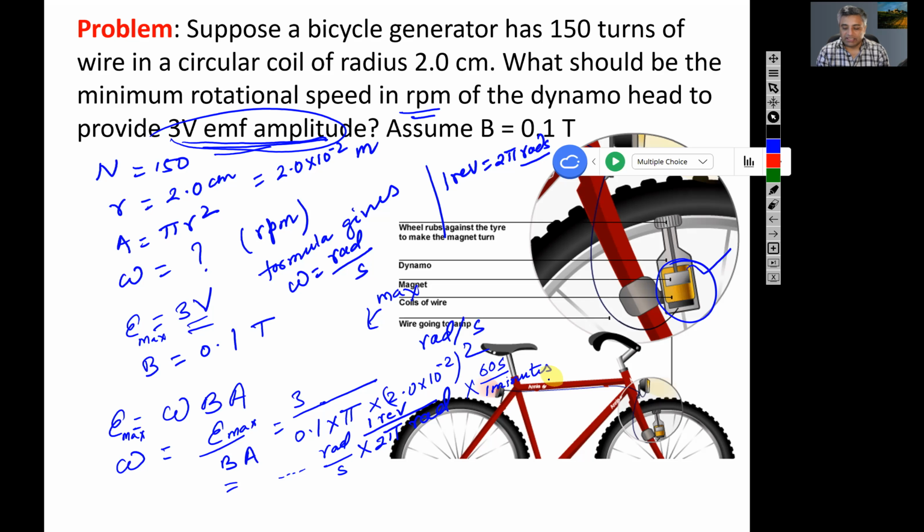I think we did this kind of conversion in physics 1 when we were talking about spinning motion. Here we haven't done it, so that's why I'm doing it in detail. Usually I leave these things for you guys, okay?